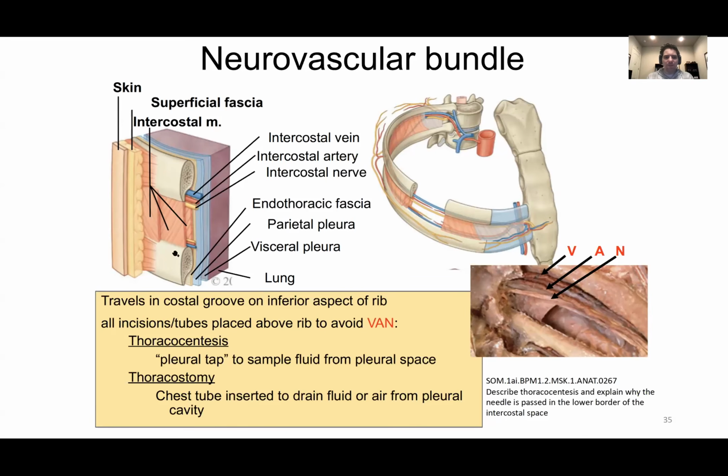One is this VAN relationship. You need to get your semantics right here. This bundle runs inferior to the superior rib. What does that mean? You see this vein, artery, nerve relationship here. It runs inferior to the superior rib. So if this is the superior rib and this is the inferior rib, this VAN relationship is going to run inferior to the superior rib. If you have to do some sort of thoracocentesis and put a needle in there, you don't want to go in this area. You want to avoid this bundle.